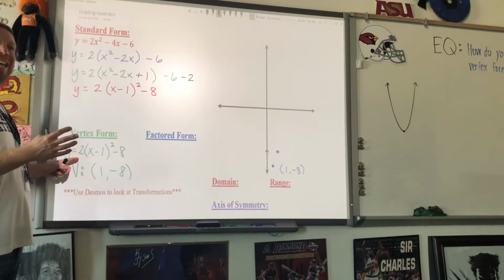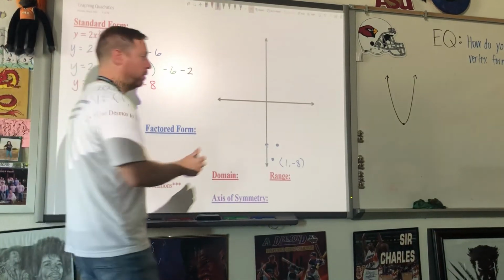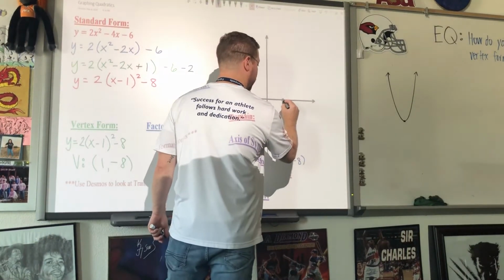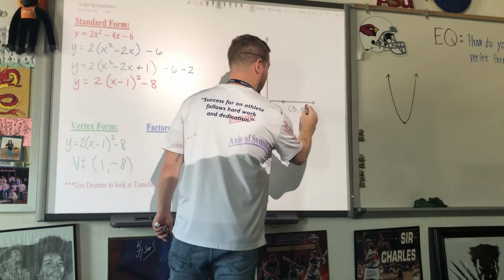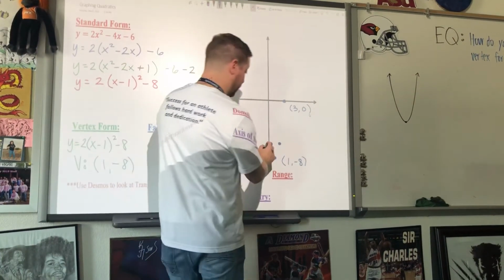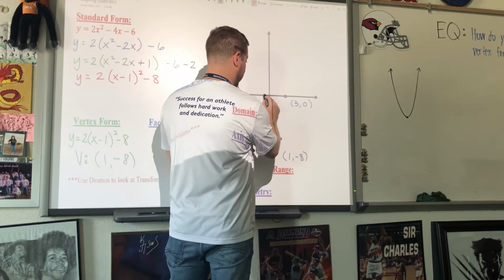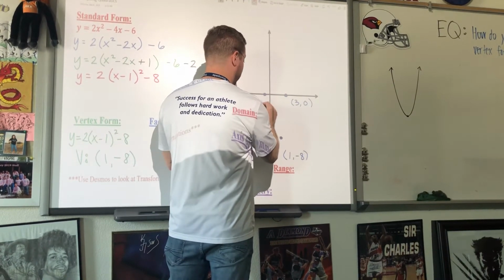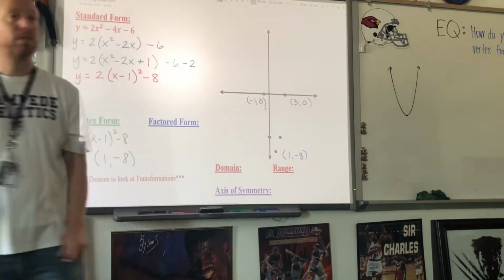4 times 2 is 8. 8 minus 8 is 0. So when x is 3, y is 0. Okay? And I know because of symmetry, this one's going to be on the x-axis as well. This is negative 1, comma 0.